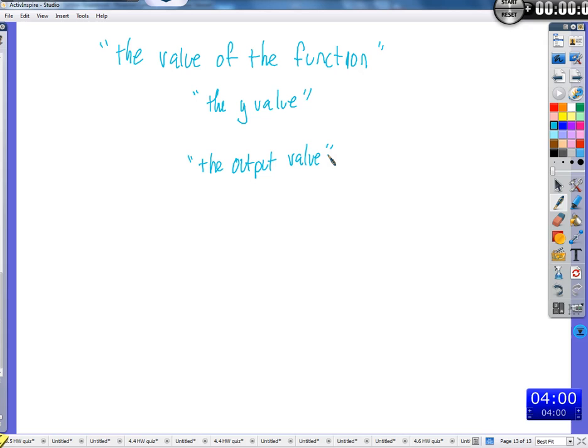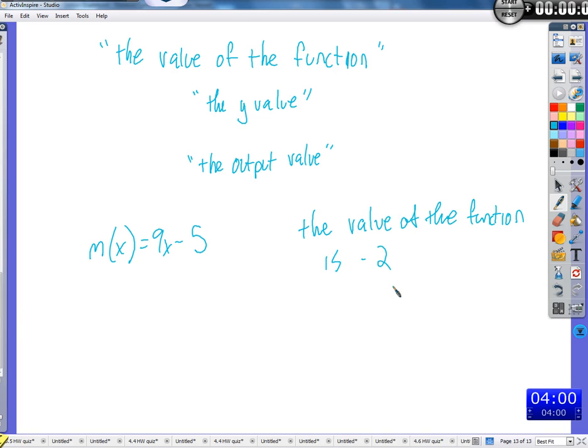So let's take a function like m of x equals 9x minus 5. If I say the value of the function is negative 2, the value of the function is negative 2. What am I saying there? x is negative 2? That's just what I got done saying. That's not what this is.